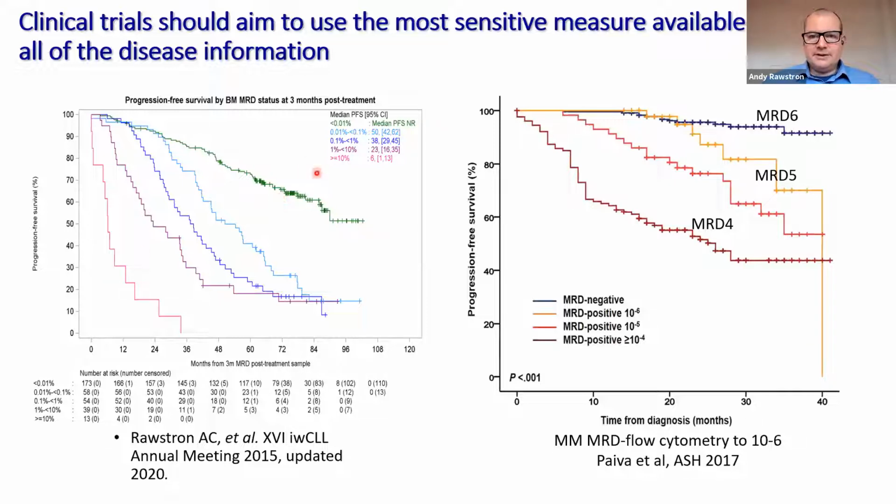And we know that if we look at 1 in a million, the patients who have undetectable disease at 1 in a million will do very well, but those who have detectable disease above that level will also do quite well, but not as well.